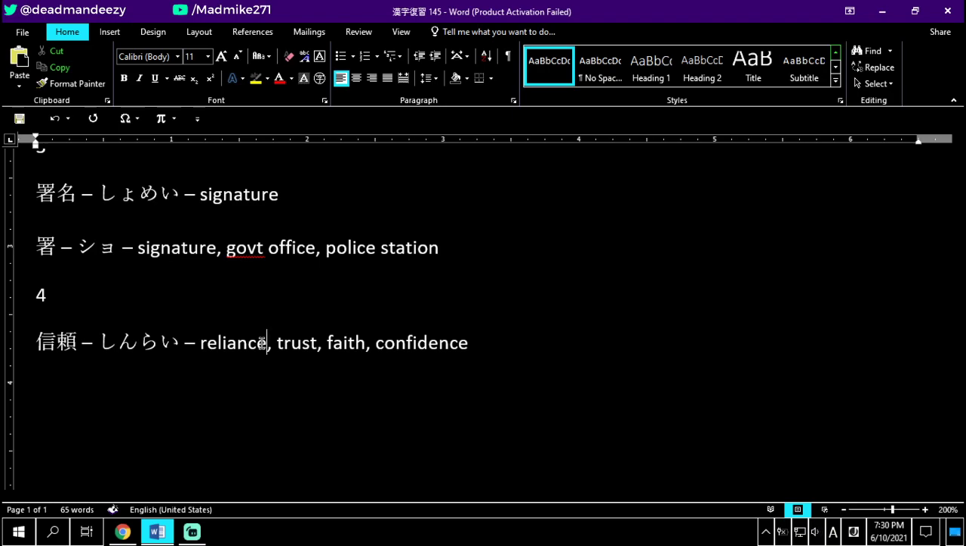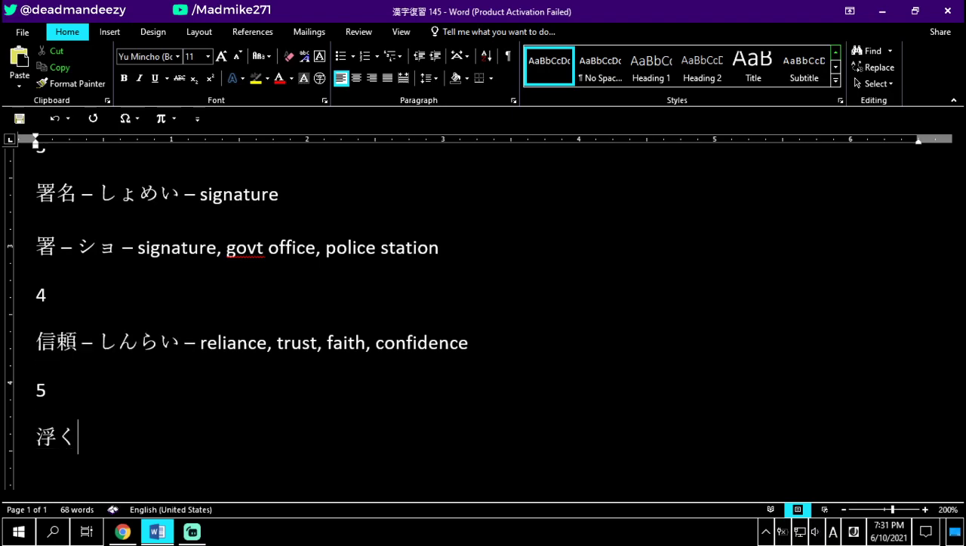Shinrai desu. Reliance or trust. Since I already know this word, since I know the kanji in this word, I'm just going to write the word itself down a few times. Shinrai. Trust or reliance.